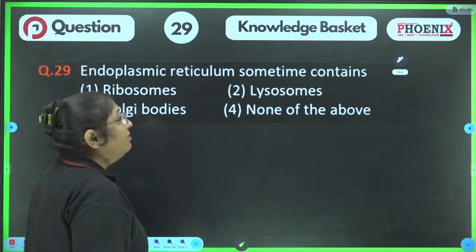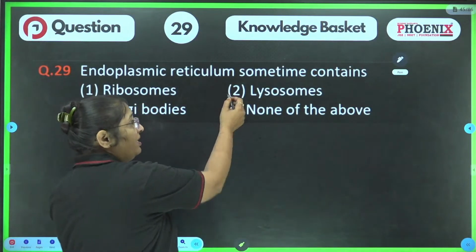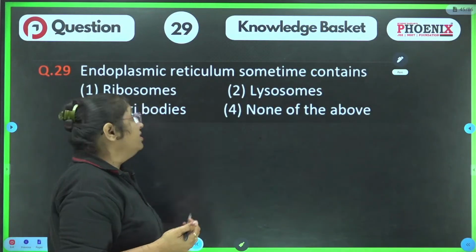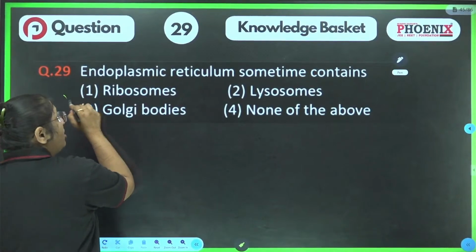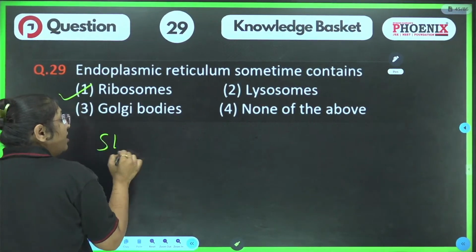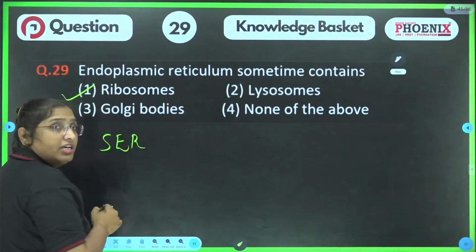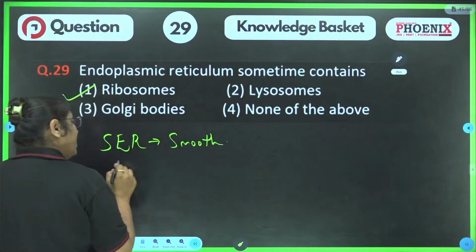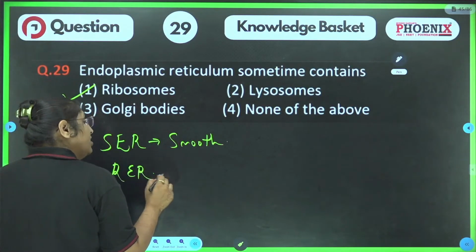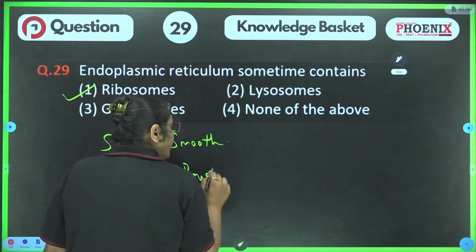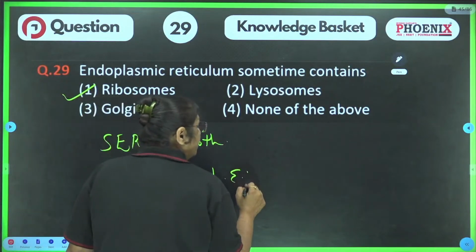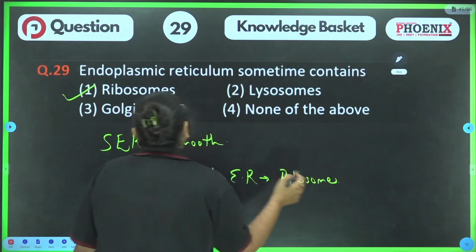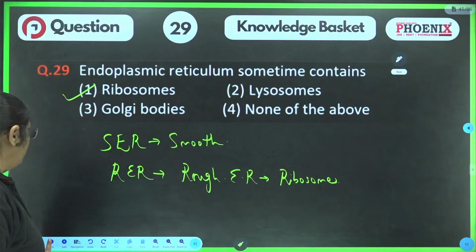Endoplasmic reticulum sometimes contains lysosome itself, it is a cell organelle. Golgi bodies, once again it is a cell organelle. So endoplasmic reticulum contains ribosomes. We know that there are two different types of endoplasmic reticulum, smooth endoplasmic reticulum and rough endoplasmic reticulum. The rough endoplasmic reticulum contains ribosomes. So here the correct answer is ribosomes.